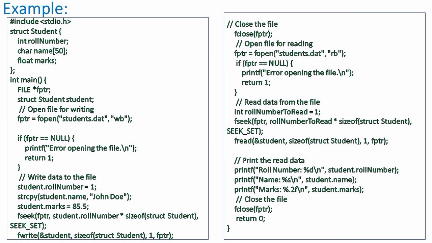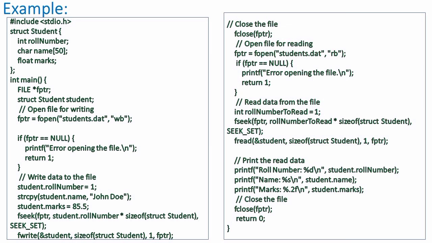Next, file pointer fptr is declared to handle file operations. Next, the program opens a file named students.txt for writing in binary mode using the fopen function. wb indicates the file is open for writing in binary mode. If the file opening is unsuccessful, an error message is printed and the program returns with an error code.